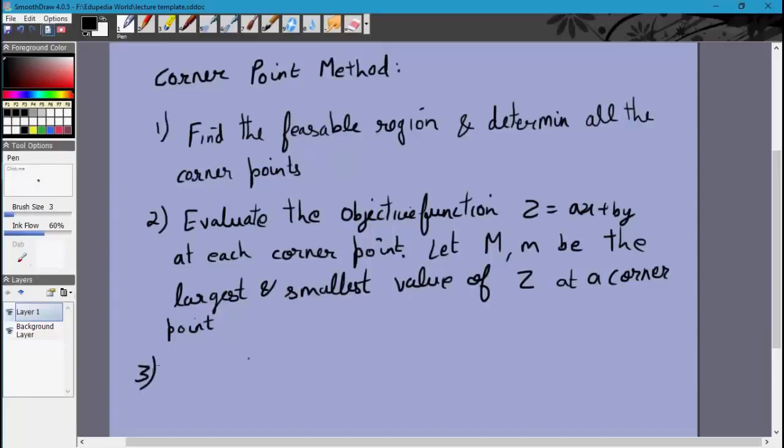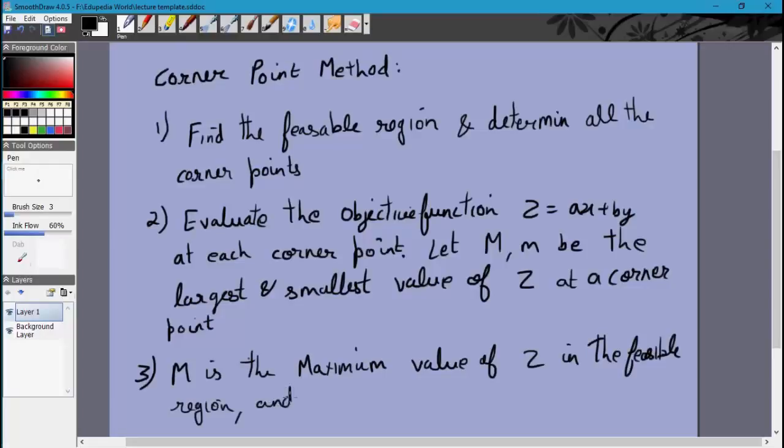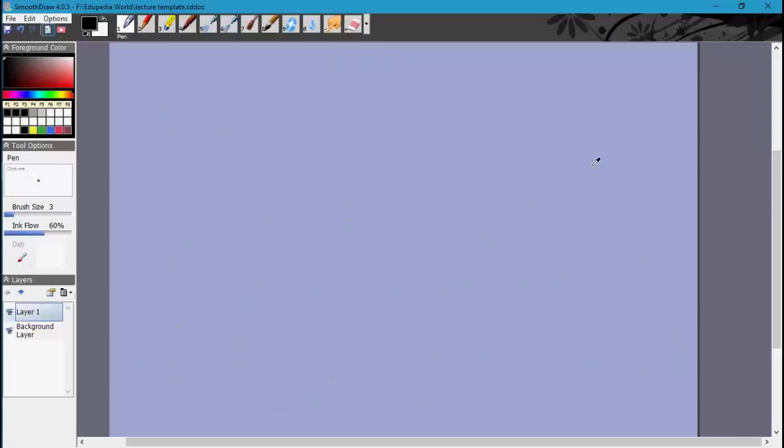And finally, as long as the region is bounded, which will be true for most cases you see, M is the maximum value of z in the feasible region, and small m is the minimum value. Now what we'll do next is we'll look at the three most common types of linear programming problems, and then in the next video we'll do an example of each and a few other examples to get more familiar with the topic. So there are three basic types of programming problems.